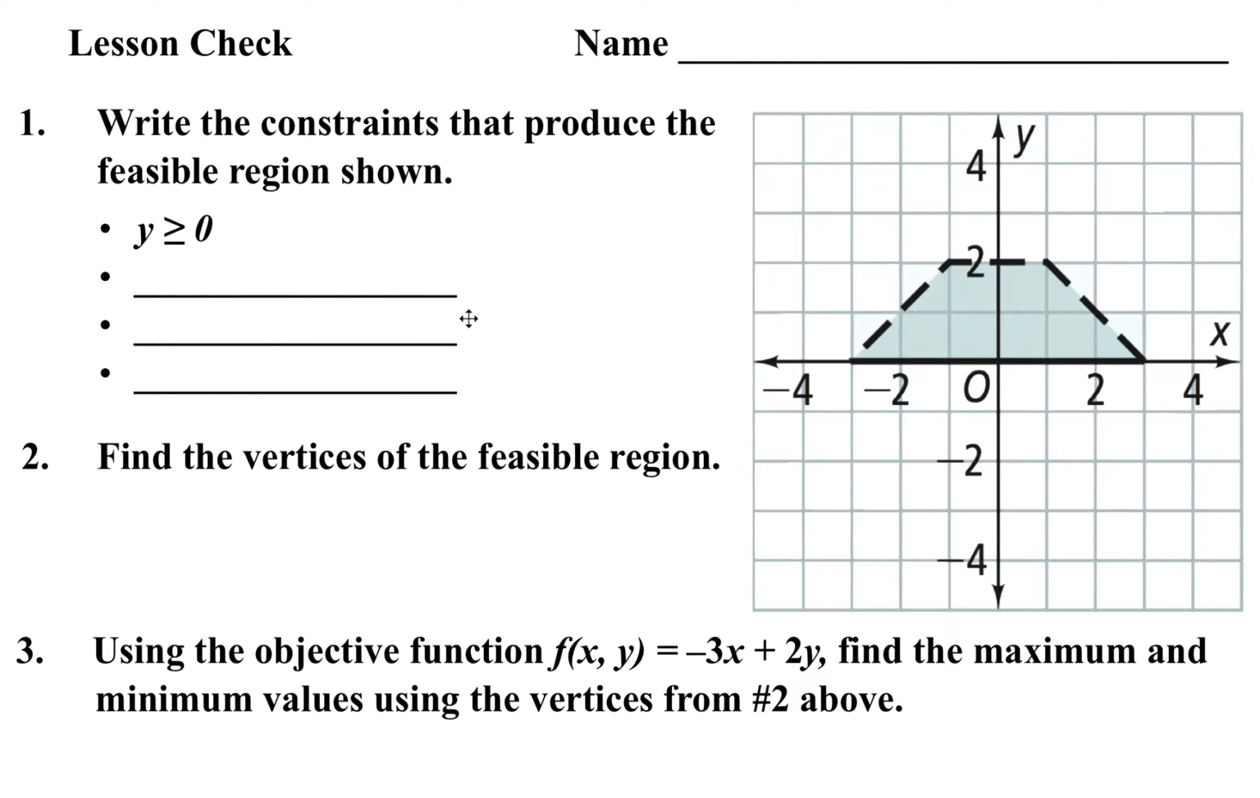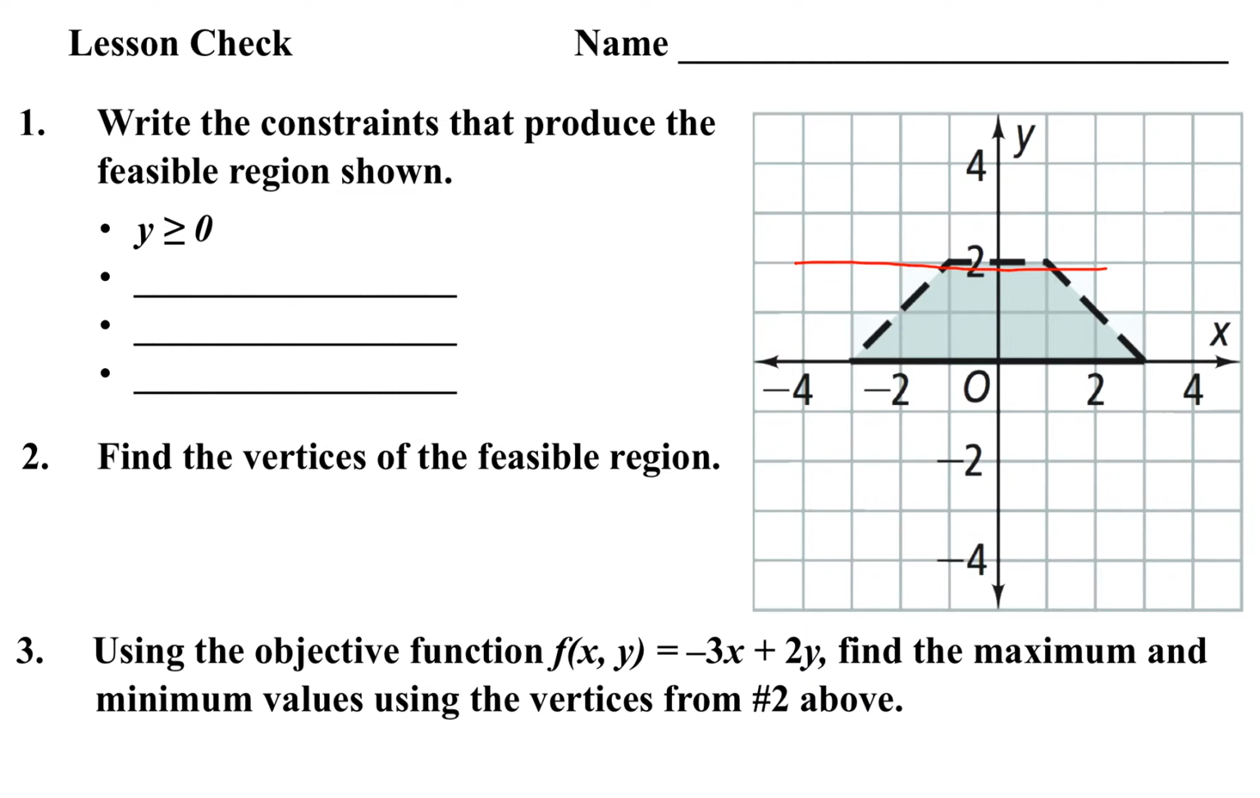Here's a lesson check for you. Now this one I'm going to have you work backwards. I want you to write the constraints that produce the feasible region that's shaded. I've already given you one of the constraints. I gave you y is greater than or equal to 0. That's this horizontal line. The other thing you need to do is find the other lines. So for example, this is a constraint up here.